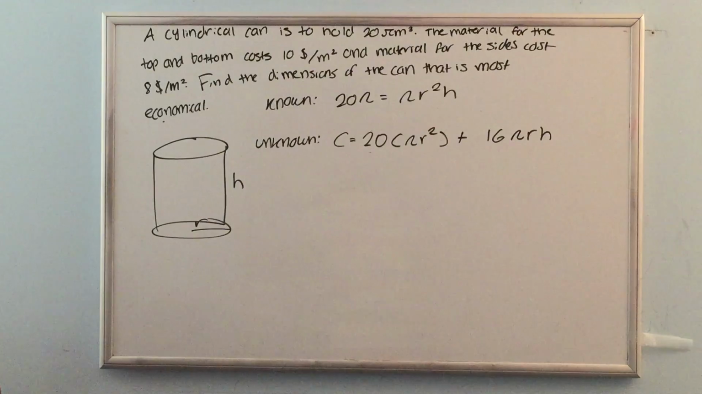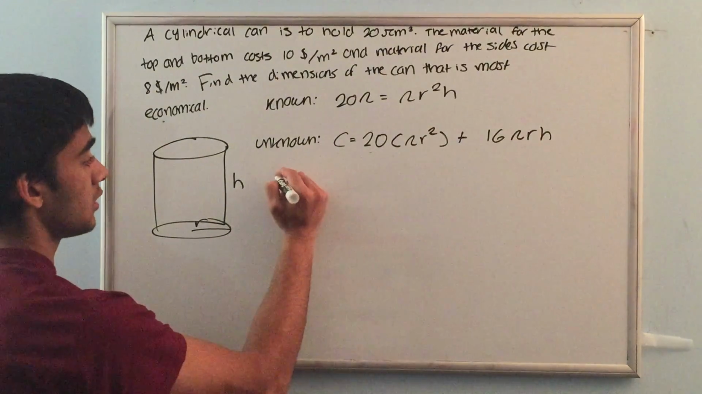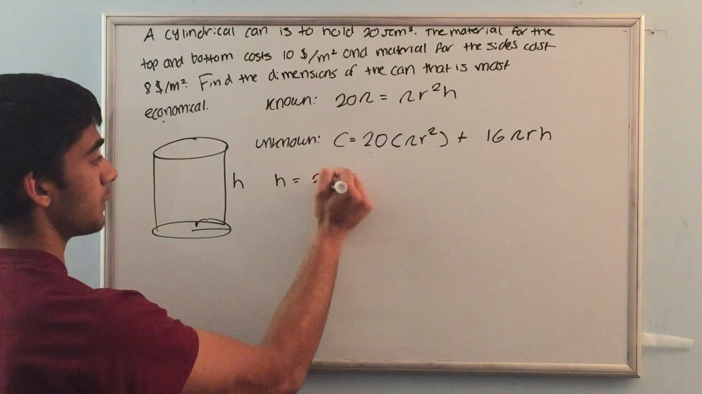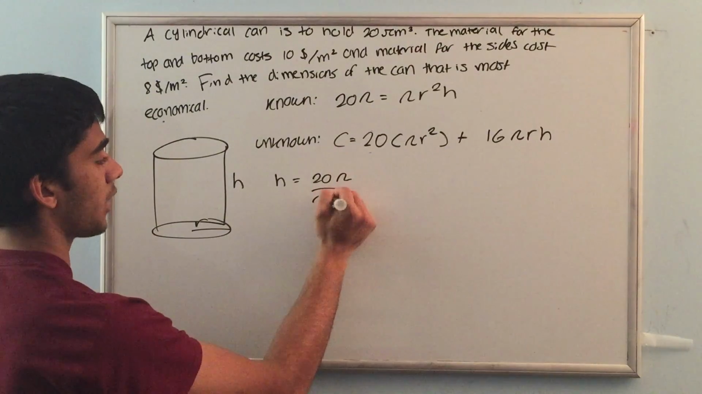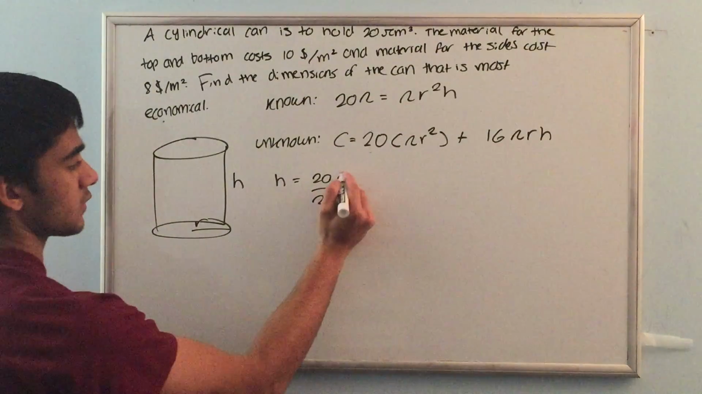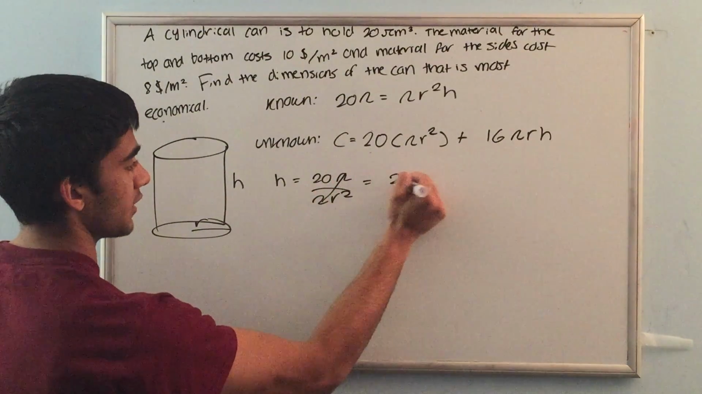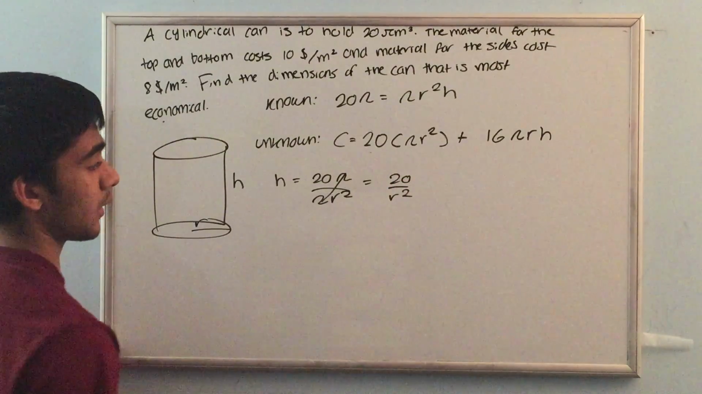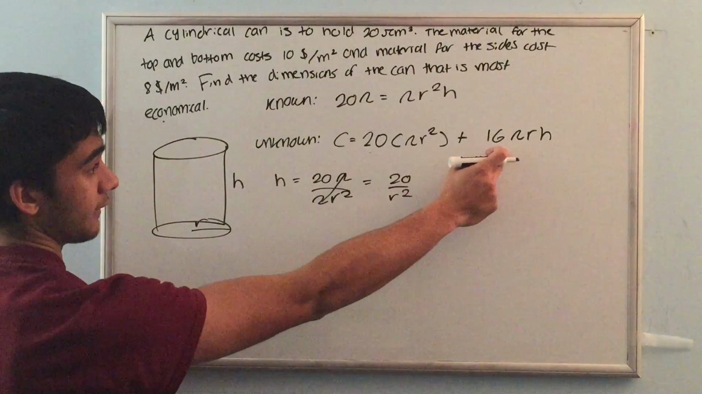So let us solve for the h in the known equation. So we get h equals 20 pi over pi r squared. The pi's will cancel out, so we get h to be equal to 20 over r squared. So now we can substitute this in for the h there.